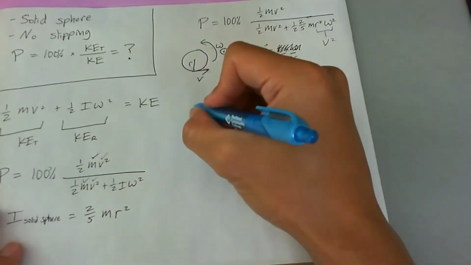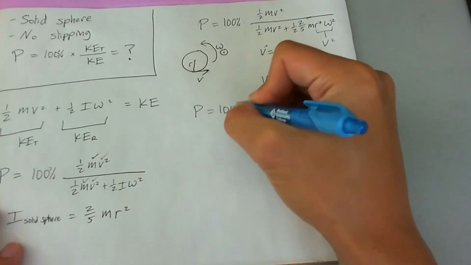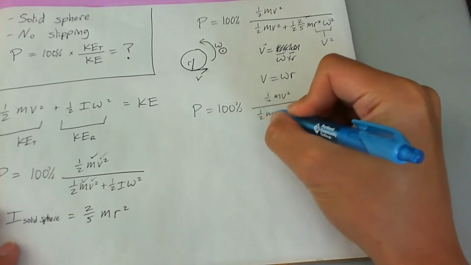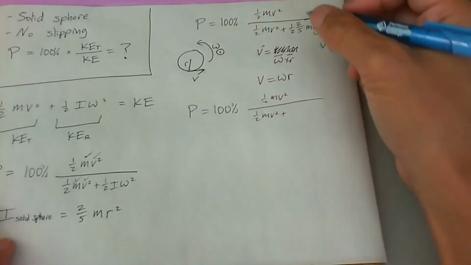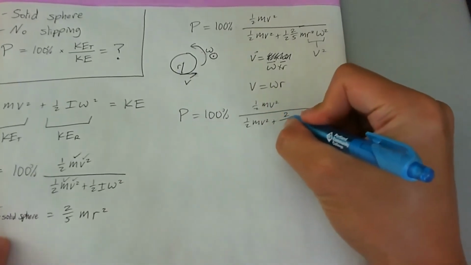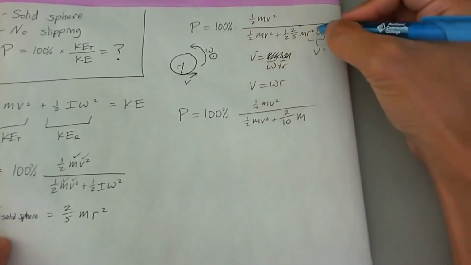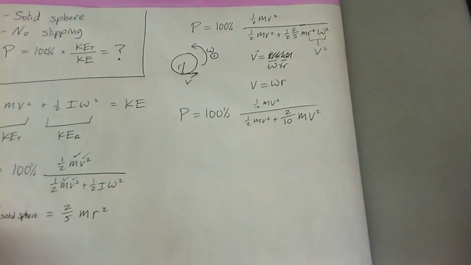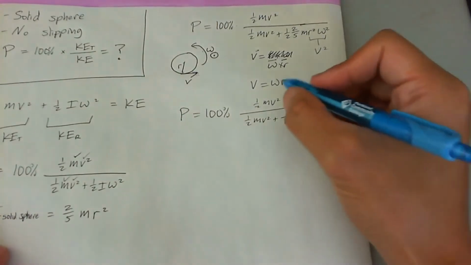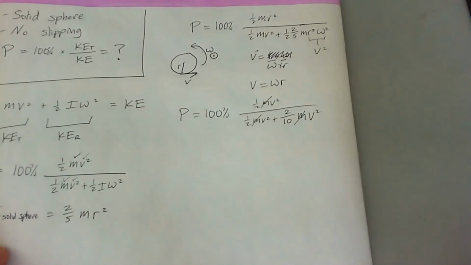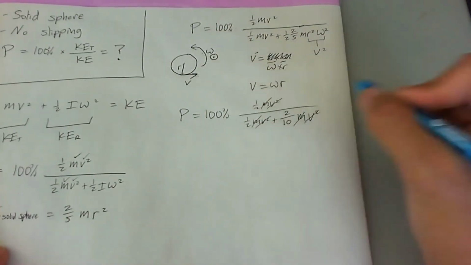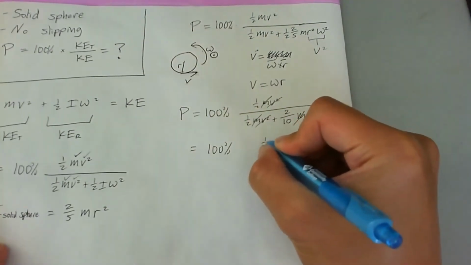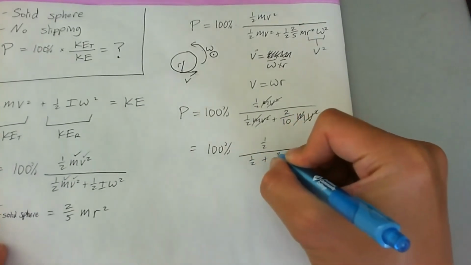So now let's write this down. We have P equaling 100% times 1/2 mv squared over 1/2 mv squared plus, let's go ahead and consolidate the coefficients here, 2/10 m. And now r squared omega squared is just v squared. We got ourselves a nice little equation we can simplify. So m's cross off. These squares now cross off. And we're left with just a bunch of coefficients: 1/2 divided by 1/2 plus 2/10.